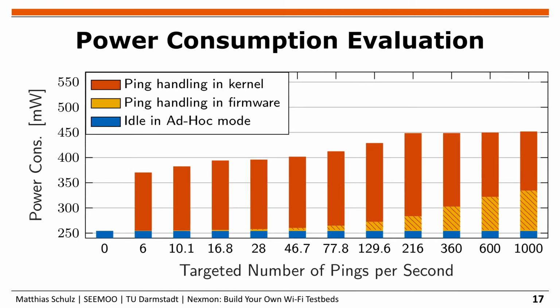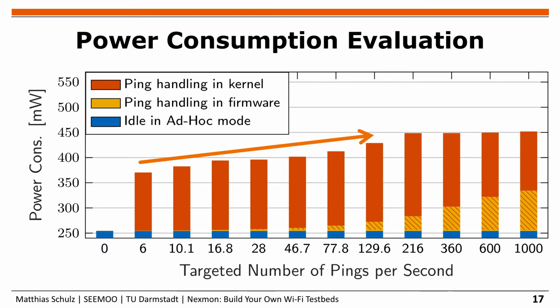But if you handle the frames in the kernel, you will directly see that there's a high increase in energy consumption as soon as you turn on the main processor on your smartphone to handle the frames. So it's much more energy saving to simply do it in the firmware and let the main processor of your smartphone sleep all the time.